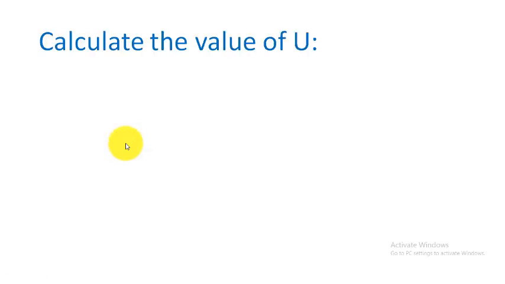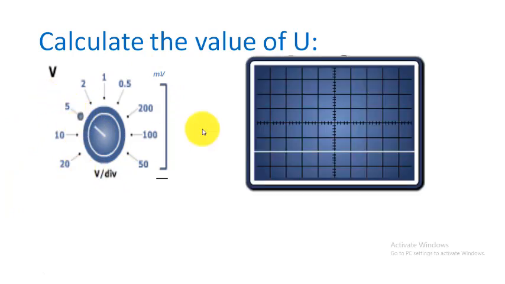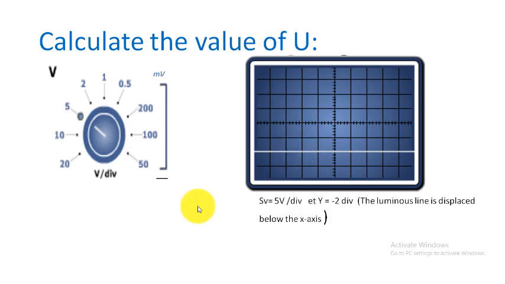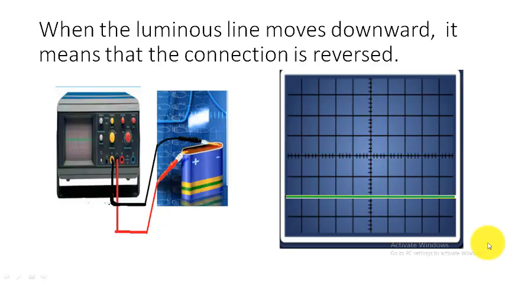Another example, now we want to calculate the value of U. This is the SV. It is adjusted on number 5. So SV equals 5 volt per division. This is the oscillogram. It is shifted downwards by 2 divisions. Then Y equals minus 2 divisions. Therefore, U equals SV times Y. It is equal to 5 times minus 2, which is minus 10 volt.